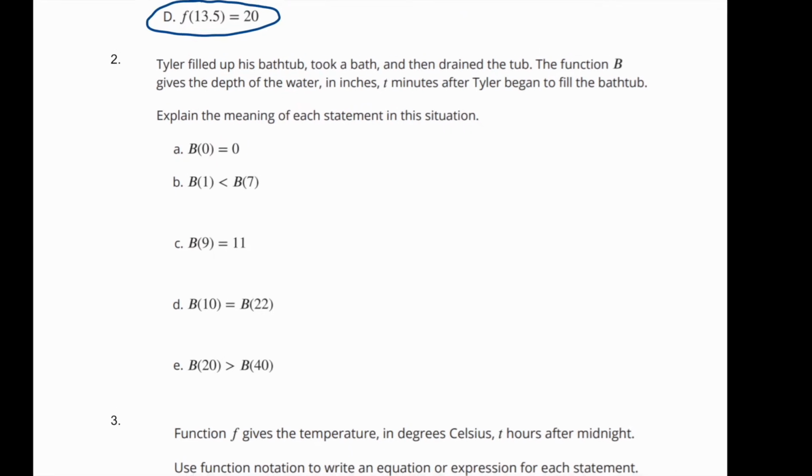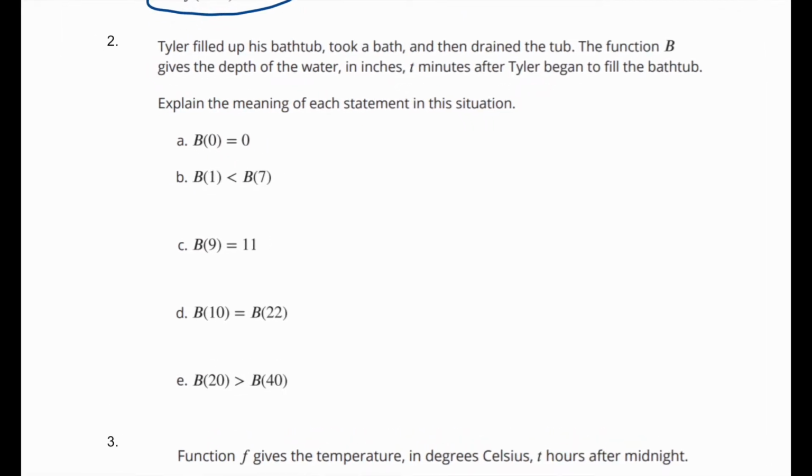So if we move on to question 2, this one is about Tyler filling up his bathtub. Tyler filled up his bathtub, took a bath, and then drained the tub. The function gives the depth of the water in inches, t minutes after he begins to fill the bathtub. I'm going to underline some of my important things here. T is in minutes. The output is the depth of water in inches. And our function is B, so everything here is named B. We want to explain each statement in this situation.